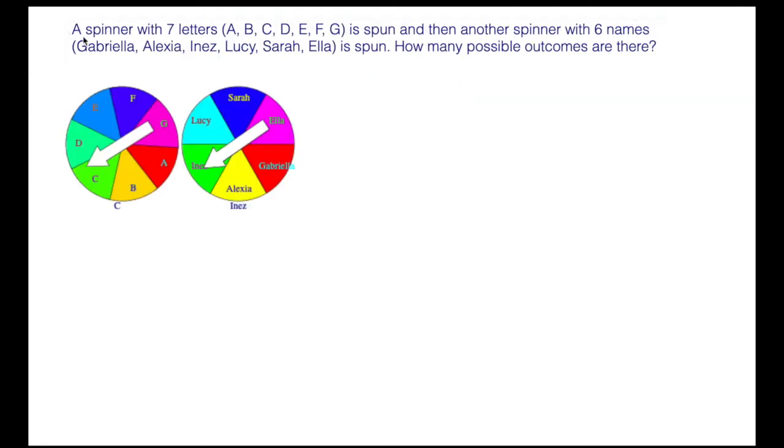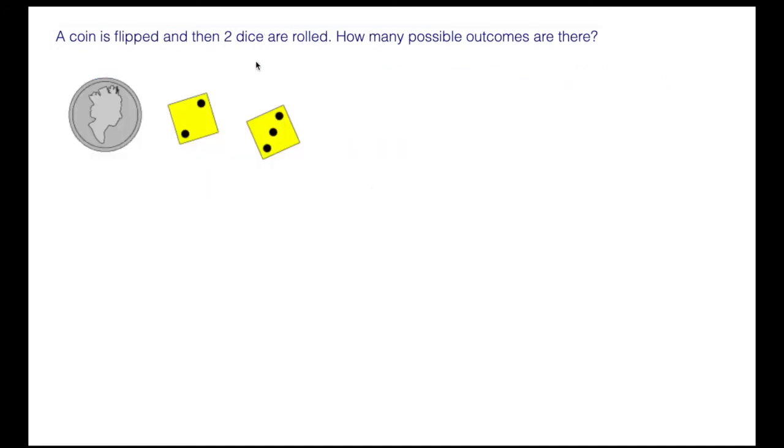Here's another example. A spinner with 7 letters is spun, and then another spinner with 6 names is spun. How many possible outcomes are there? 7 times 6, 42. Multiply the number of ways that each step can be done. Well, 7 for the first spinner, 6 for the second spinner. That's 42 different ways.